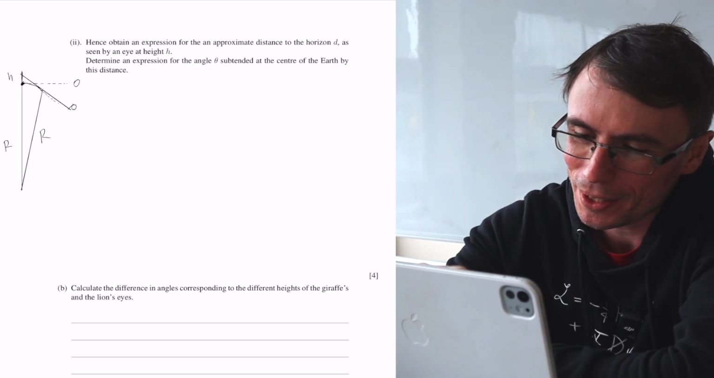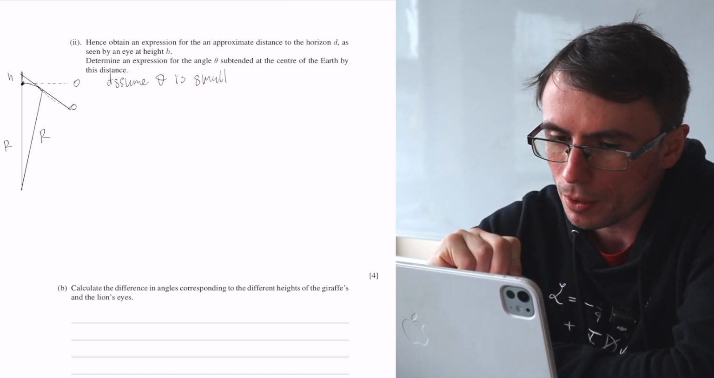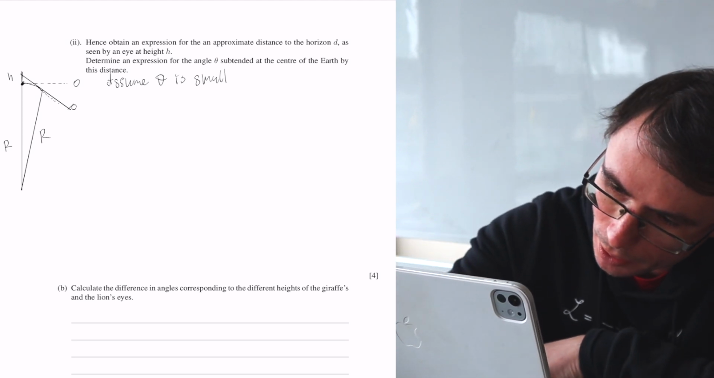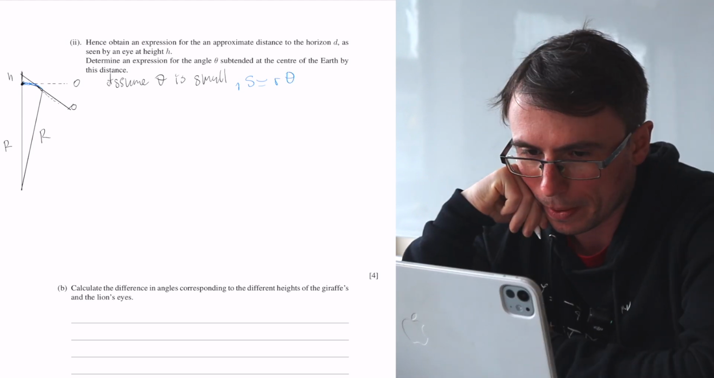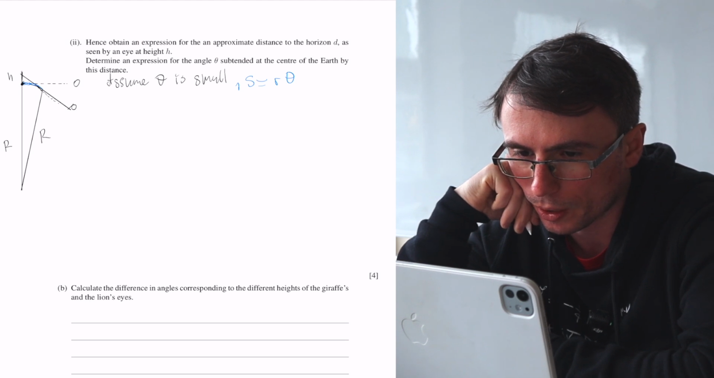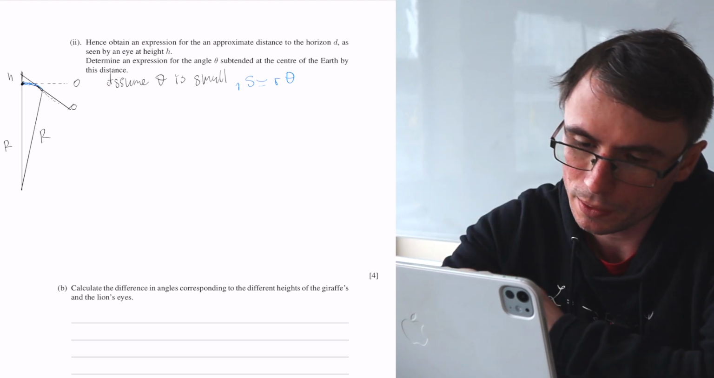Before we tackle these questions, I always tend to just write "assume theta is small." Okay, so we know that the arc length s, which is this one here, is equal to r theta. Now, we'll derive an expression for the angle subtended at the center of the Earth by this distance.